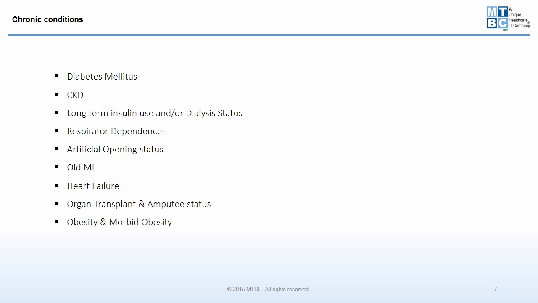Obesity and morbid obesity: we cannot code obesity or morbid obesity just on the results of the BMI. The doctor has to document if the patient has obesity or morbid obesity. So the doctor needs to document that.